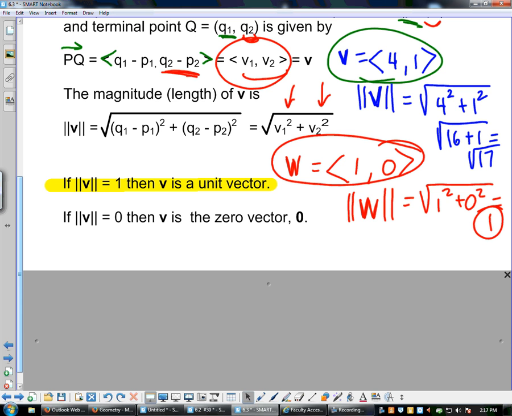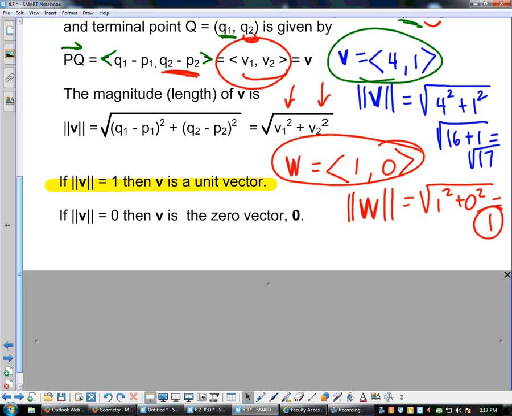Oh, wait, I missed this one. If the magnitude of vector V is equal to 0, then vector V is said to be the zero vector, and it's denoted by the boldface 0. Boldface 0 indicates this is a zero vector. It's actually got that as the symbol.